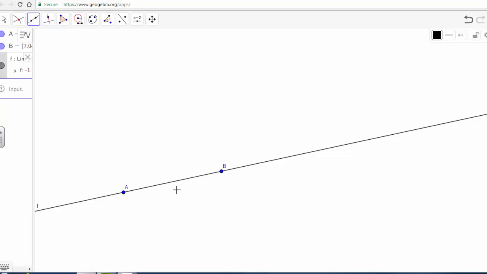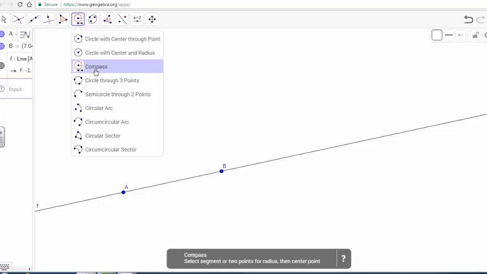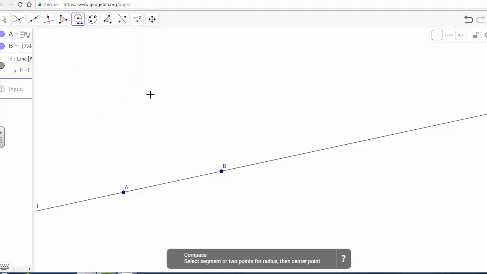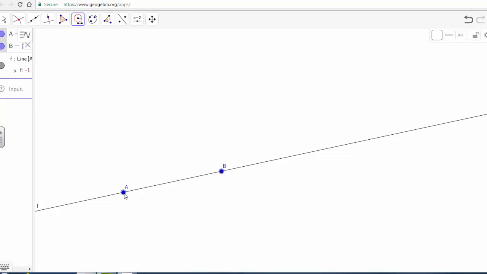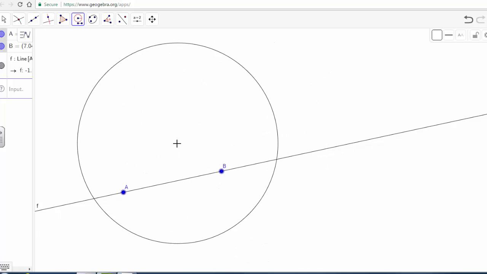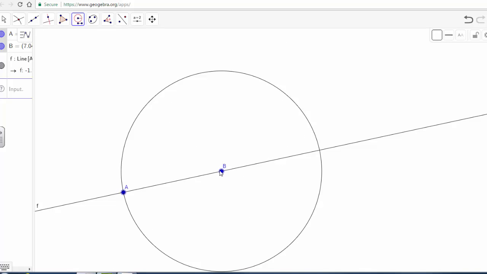Now a rhombus has all sides congruent, so I'm going to pick the compass, which is the kind of thing we would do in geometry anyway. Using our compass, I'm going to measure the distance from B to A. So I know that circle has a radius of BA, and I'm going to drop it right at B.